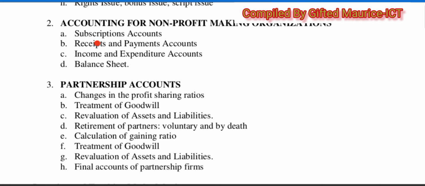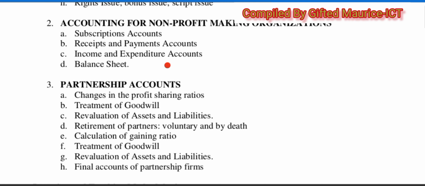Then the equivalent of a cash book in a profit-making organization is what we call a receipts and payments account. So in a non-profit making organization, the form of cash book that they have is what they call a receipts and payments account. This will be able to record receipts of cash and payments of cash. So it is an equivalent of the cash book.